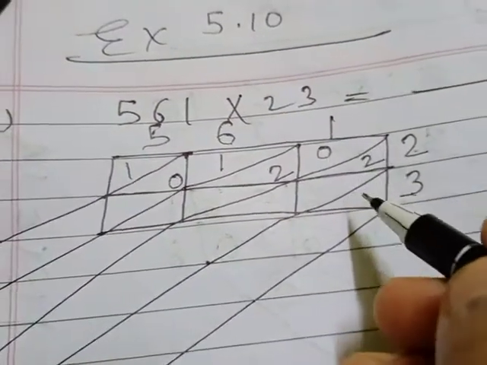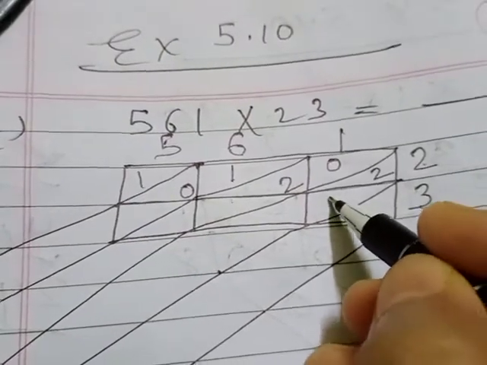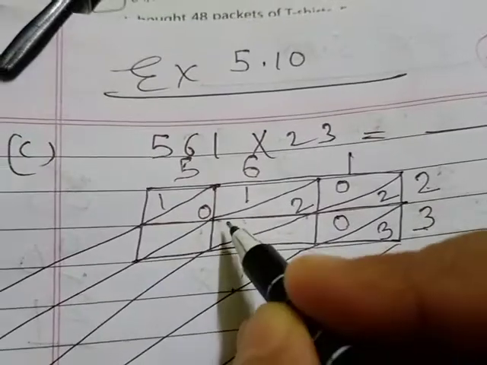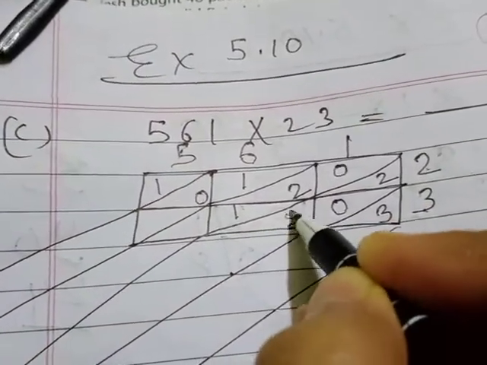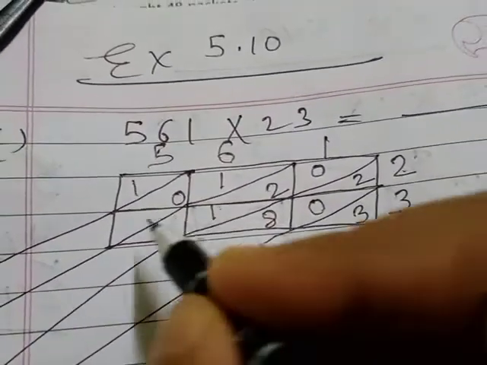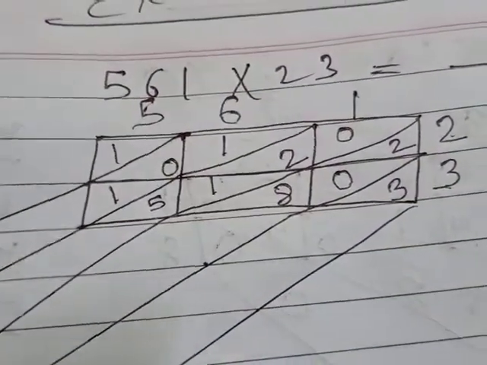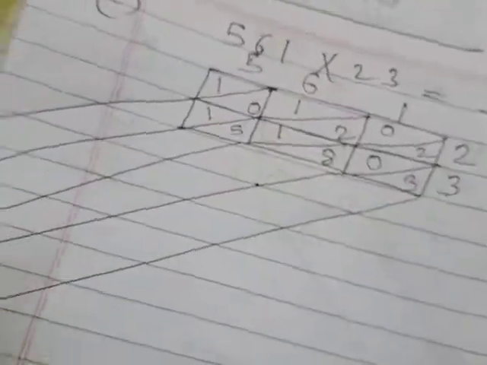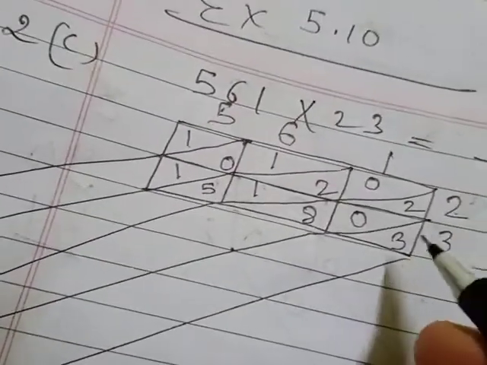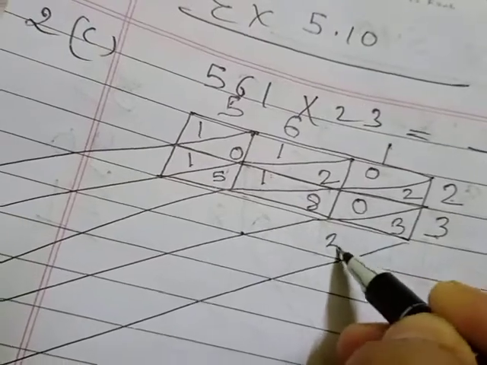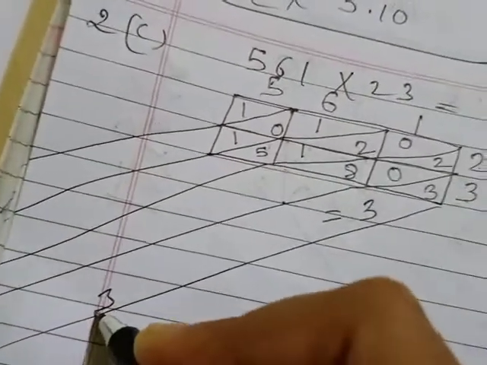3 ones are 3, that is a 1 digit, so 0 here and 3 here. 3 6s are 18, so 1 and here 8. 3 5s are 15, 1 and 5. We are done with the multiplication now. After this we have to do addition. For addition, 3 is a single number, we don't have anything to add, so 3 like this, and here also 3.